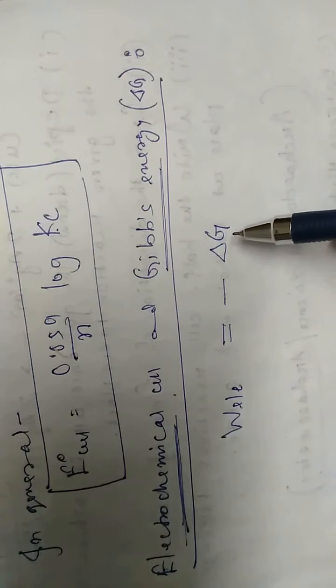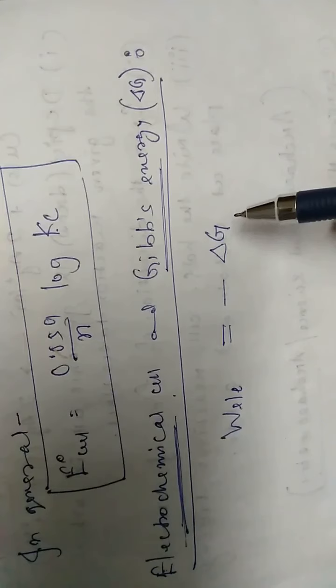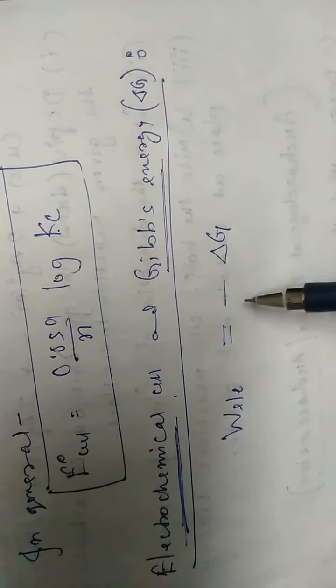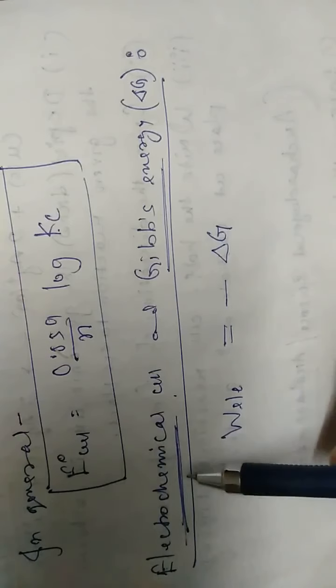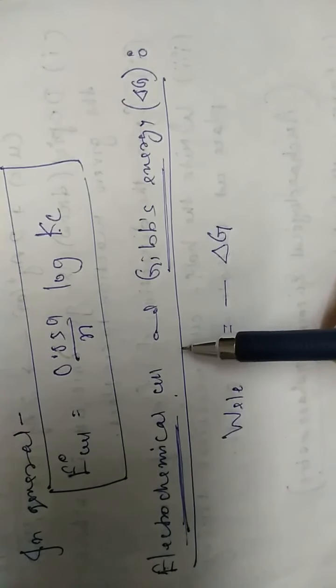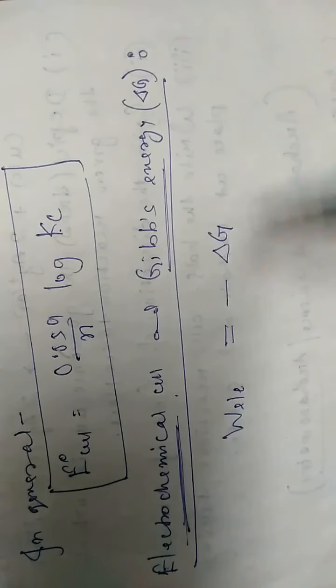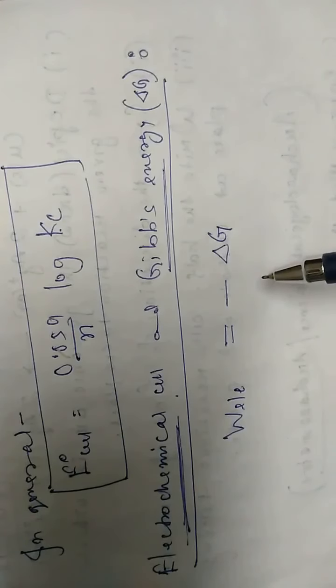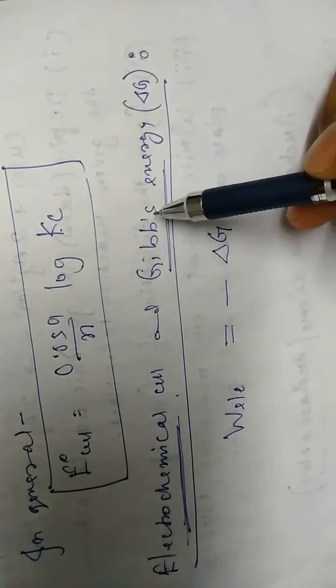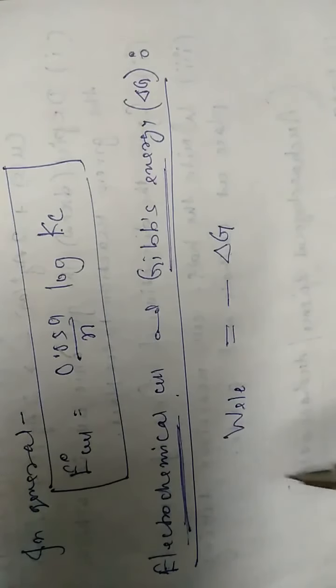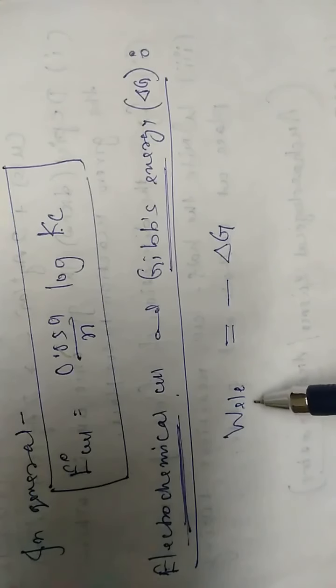According to the first law of thermodynamics, energy neither can be created nor destroyed. It can be converted from one form to another form. So electrochemical cell is a device in which Gibbs energy is converted into electrical energy or electricity. So electrochemical cell Gibbs energy को electrical energy में convert करने के लिए electrochemical cell को definite amount of work done करना पड़ता है, जिसको electrical work बोला जाता है.